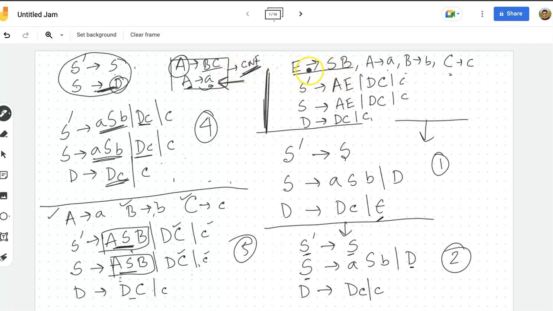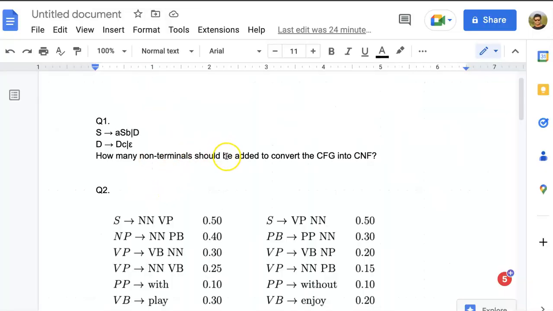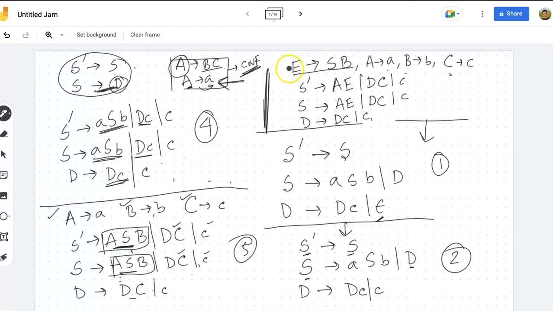Now check that all the rules in this grammar are as per the CNF format. Each non-terminal only goes to two non-terminals or a single terminal. So now all these rules are okay as per CNF. We have already transformed this CFG to CNF. Now the question they are asking is how many non-terminals we have added. Let me check the question: how many non-terminals should be added to transform this CFG to CNF?